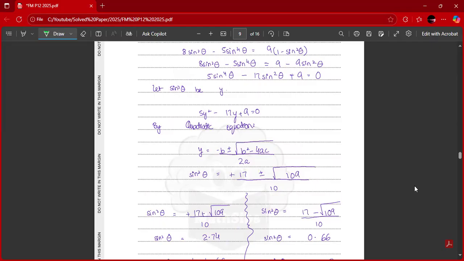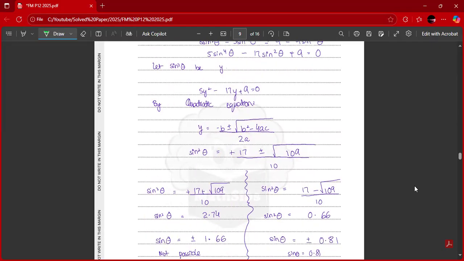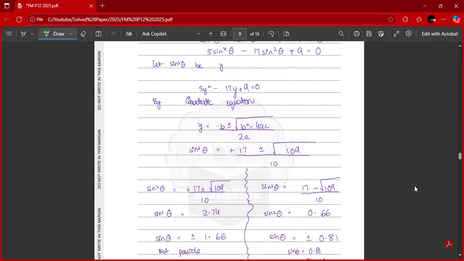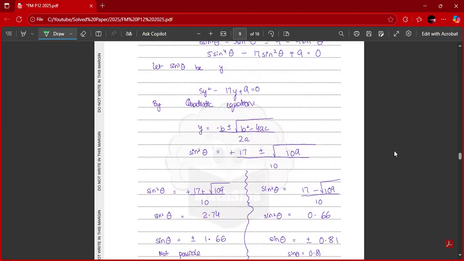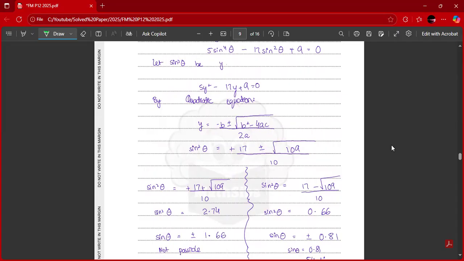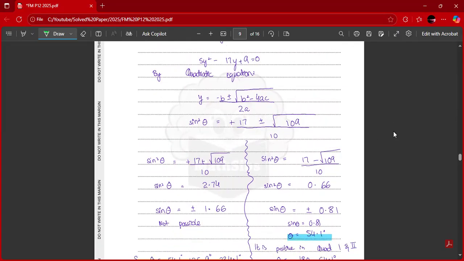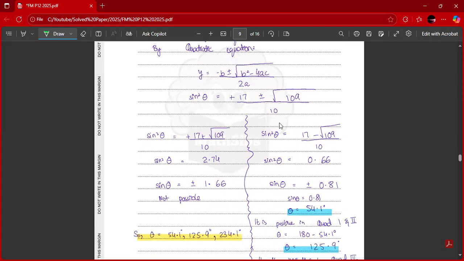Now we're going to use the quadratic formula, because you can't use the split the middle term method, as there's no common factor that would give us minus 17. So we go with the quadratic formula and we get sine squared theta is equal to 17 plus or minus the square root of 109 over 10. Now we have two sides.